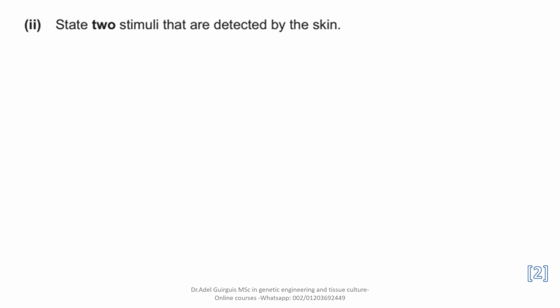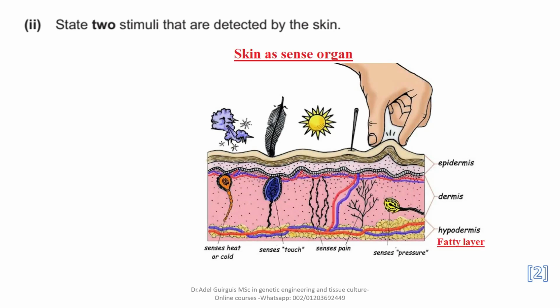Okay, letter I. State 2 stimuli that are detected by the skin. The skin is a sense organ where a lot of sensation takes place. A lot of different sensory neuron types are found in our skin. So what about 2 stimuli, like touch, like temperature, coldness or hotness, like pain, like pressure. Okay, all of these are stimuli detected by our skin.